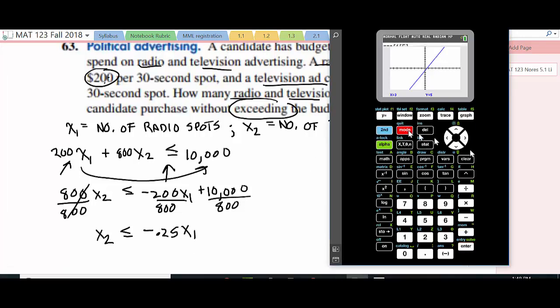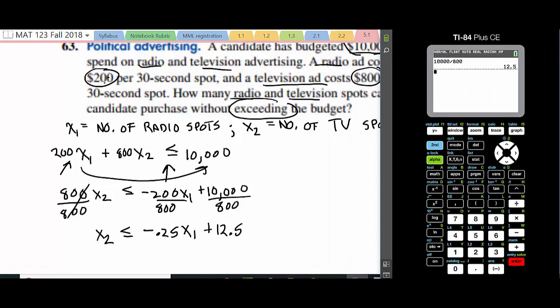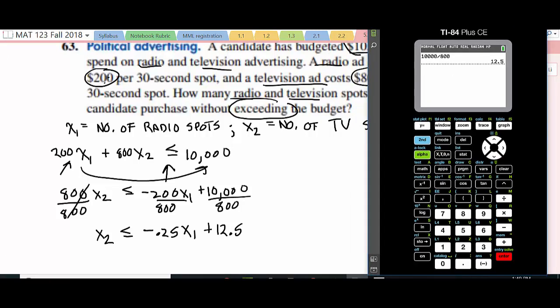And then the next one, if I just do 10,000 and divide that by 800, let's see, I get 12.5. So that would actually be what we're going to graph on the calculator, because that's a linear inequality, all right? So get your calculator out. I do want to show you how to set this shading part up, because it will be important for things we do in the next section.